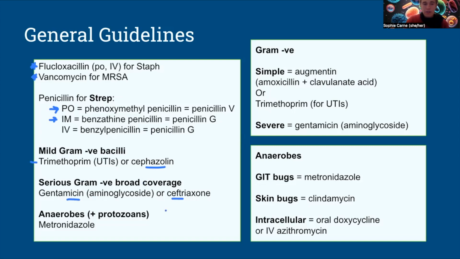If you have an anaerobe, metronidazole, especially for GIT bugs. But in skin, you can use clindamycin, and if they're intracellular, you can use oral doxycycline or azithromycin. We've talked about that. Augmentin is amoxicillin plus clavulanic acid, which just increases the efficacy of the amoxicillin. And if severe gram-negative infection, you give gentamicin. So if you have not identified the organism for a GI infection, for example, sometimes you would just give metronidazole and ceftriaxone to cover most of the possible causative organisms.